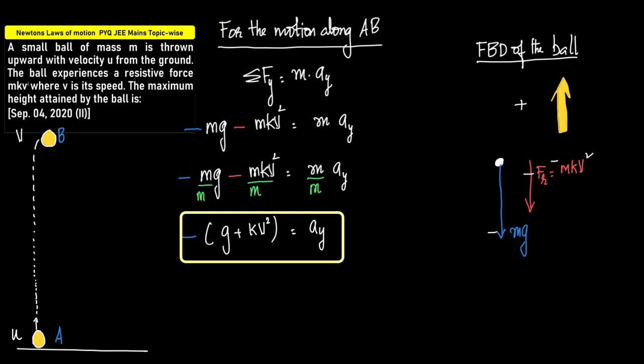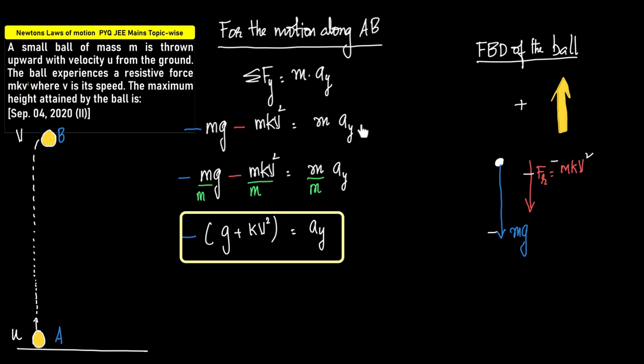Applying Newton's equations of motion, what do we have? Sigma Fy is equal to m into ay. What is sigma Fy? The sum of forces in the y direction. Two forces are there. What is their magnitude? mg and mkv square. What's the sign? Since both of them are acting against the direction of motion, both are negative here, equal to m into ay.